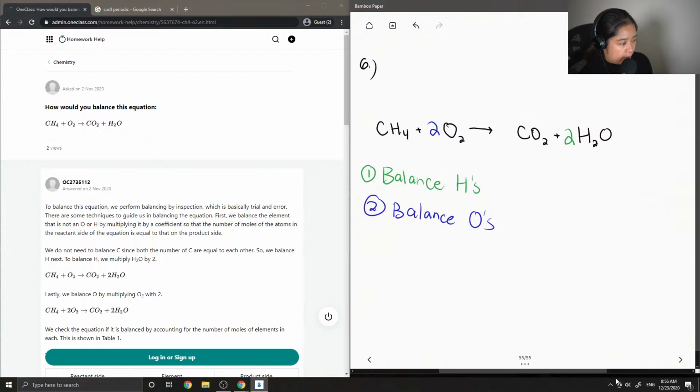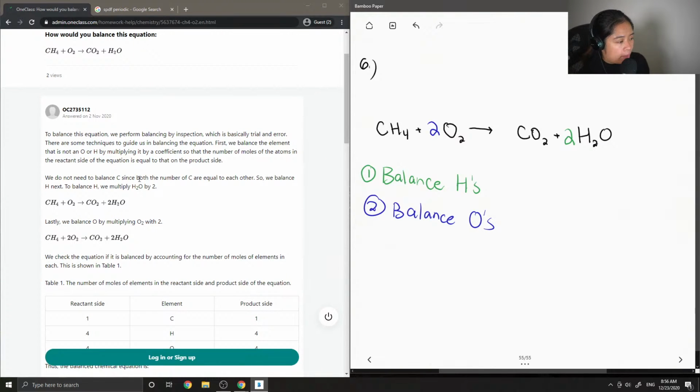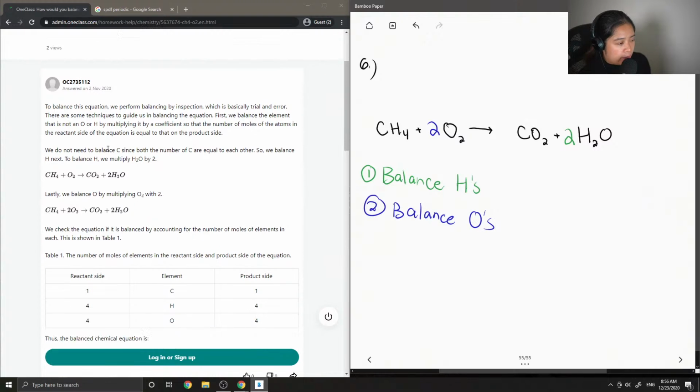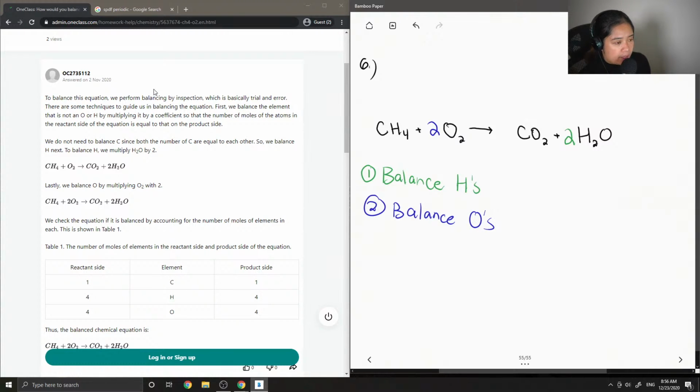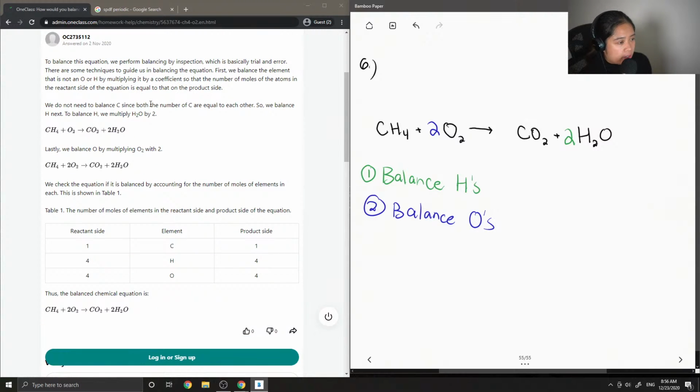Okay, so let's see what the junior tutor said. To balance this equation, we perform balancing by inspection, which is basically trial and error. There are some techniques to guide us in balancing the equation, but first we balance the element that is not an oxygen or hydrogen by multiplying it with a coefficient so that the number of atoms in the reactant side of the equation is equal to that on the product side.